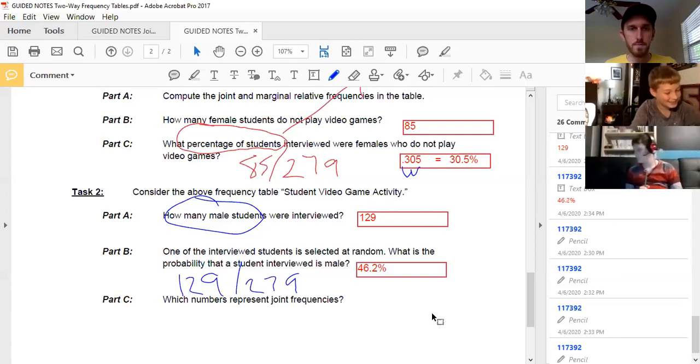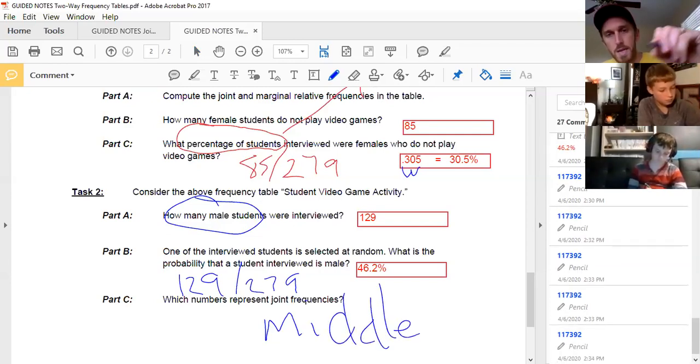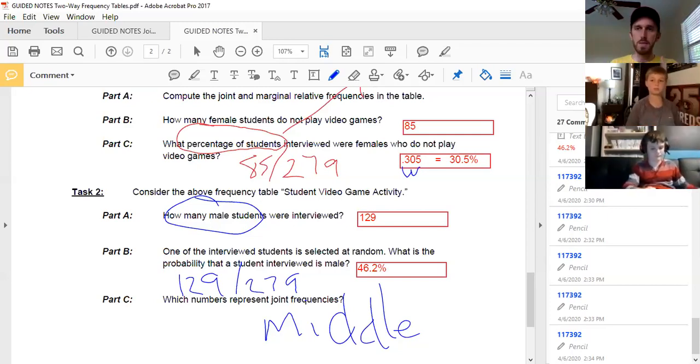All right, we already talked about this, but the joint frequencies, are those the outside numbers or the ones in the middle of the box? In the middle. Right, that's all you have to remember. Big thing to remember here is that the tables add up in rows or columns. Everything's got to add up perfectly, and you're good to go. Any questions, guys? Nope. All right, that's it for now.